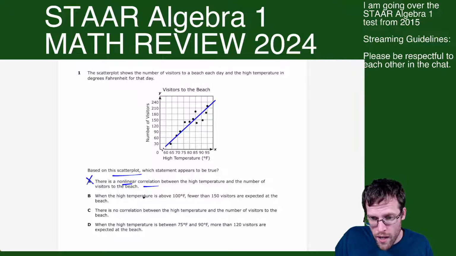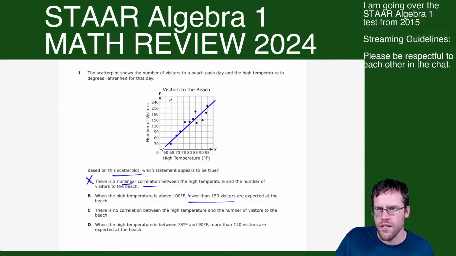Then next, we have when the high temperature is above 100, fewer than 150 visitors are expected at the beach. Well, here, 100 is over here, and it's trending upwards. So the higher the temperature, the more visitors there are at the beach. I wouldn't say fewer than 150 because 150 is over here. And you could see that fewer than 150 would be around 80 degrees or less. Then we're starting to go under 150 visitors. So B is also no good. Now, C, there is no correlation. This is not true. There is a linear correlation here. So just by process of elimination, choice D is it.